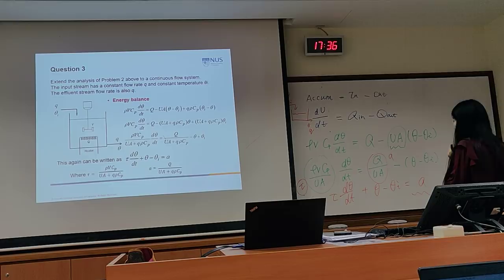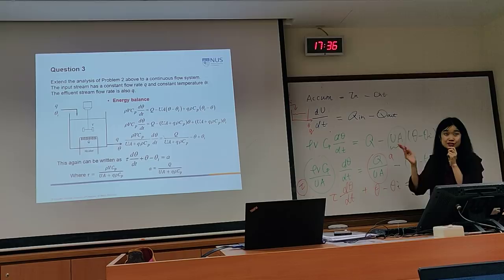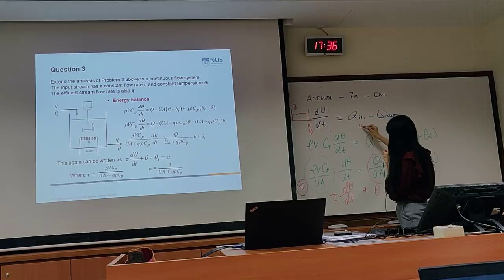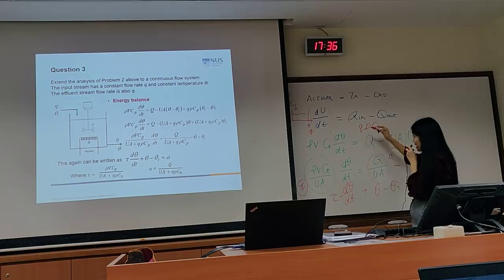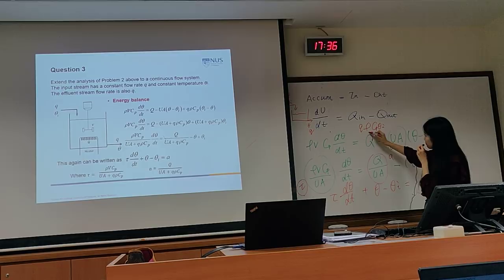So if we write it separately first, before we have only the addition to the system as a Q, but now we have another flow into the system because the volume flow rate is Q, so the new energy into the system is Q rho Cp times the temperature theta I. So this term should be added to the overall energy balance.